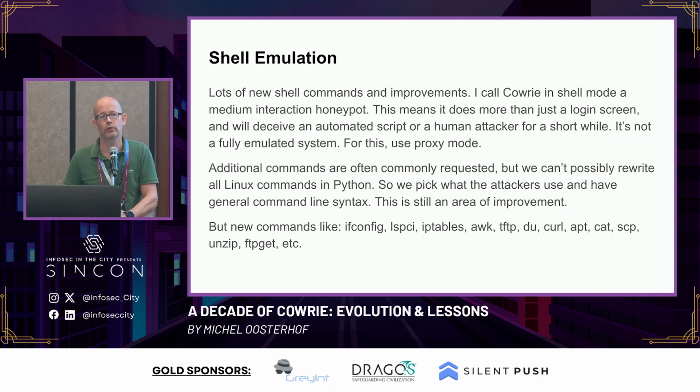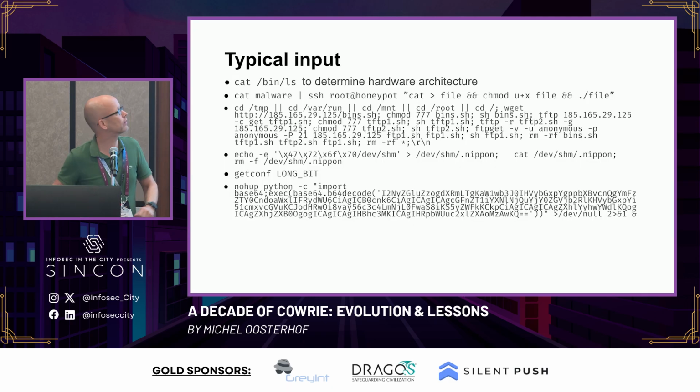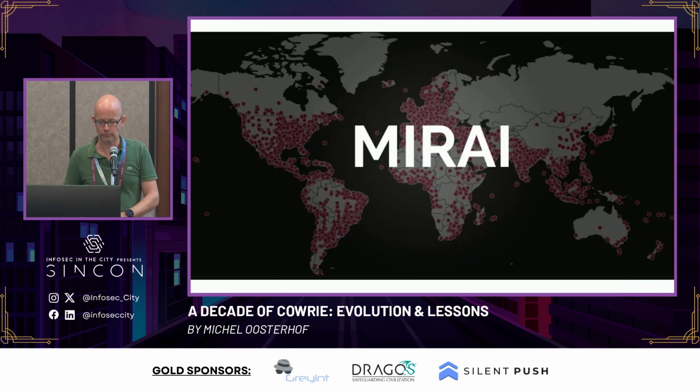So we try to see what the attackers are doing, and we add functionality for that. For example, handling the redirect ones was something we added, the piping in malware through SSH, catting bin ls, and then providing the right binary was something that we added. Adding the binaries inside the echo command, base64 decoding. So these things are all in there, and they're all basically built on things that I see the attackers do.